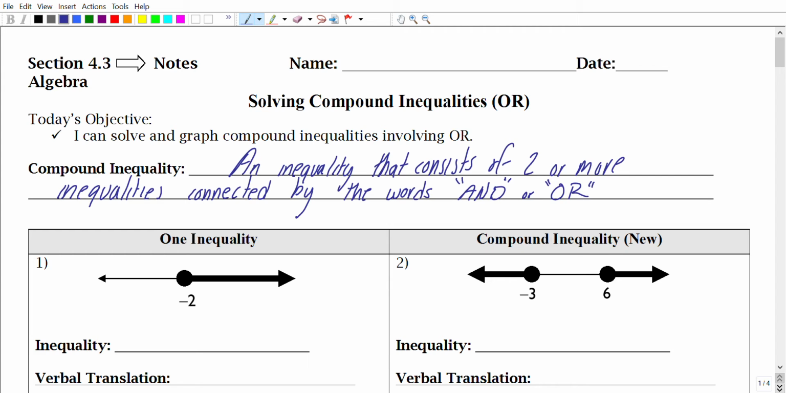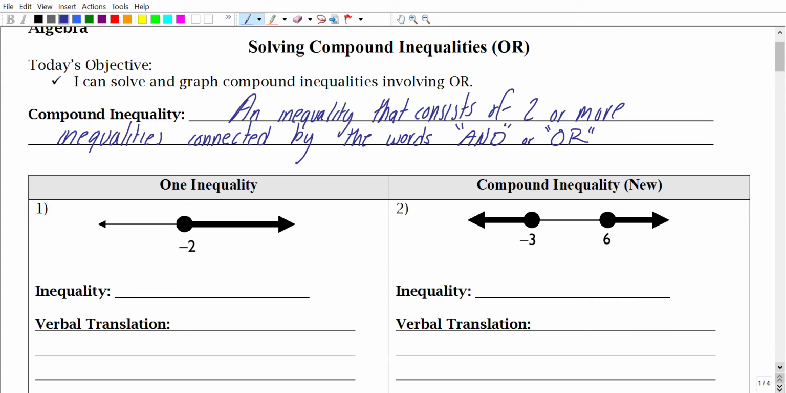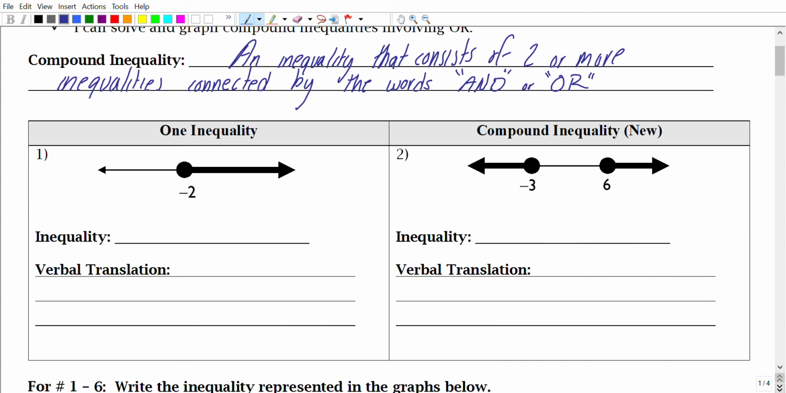Now, all that means is that we have an inequality that has a little bit more of a restriction as to what our solution set will be. Okay? So as we go ahead and get started, let's see if we can work with a regular inequality so we can remember how to write the inequality given the graph. We're going to focus on some that we've been doing in the past, and now we're going to look at a brand new one.